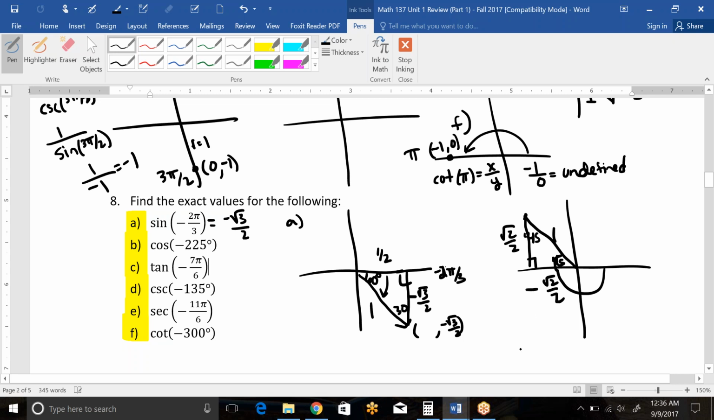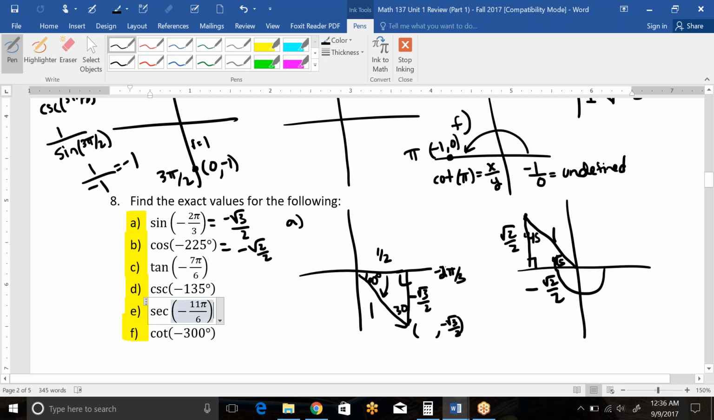And in quad 2, x's are negative. That is going to affect us because cosine is related to the x value when you're in the unit circle. So it's negative square root of 2 over 2. You can find that by doing adjacent over hypotenuse too. You don't have to just grab it, but it is the point value.